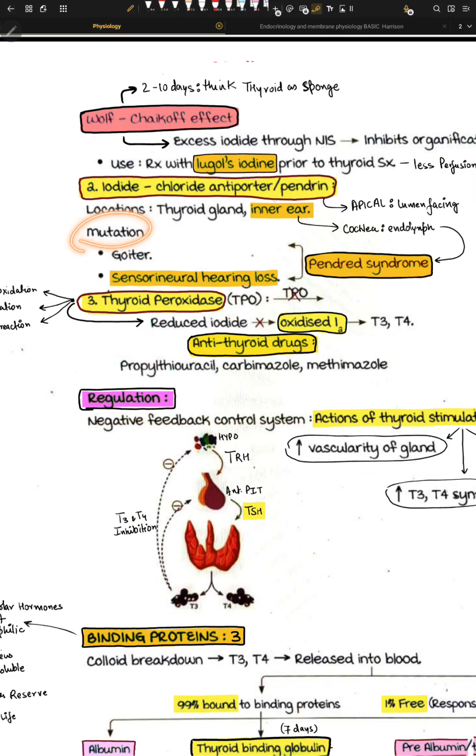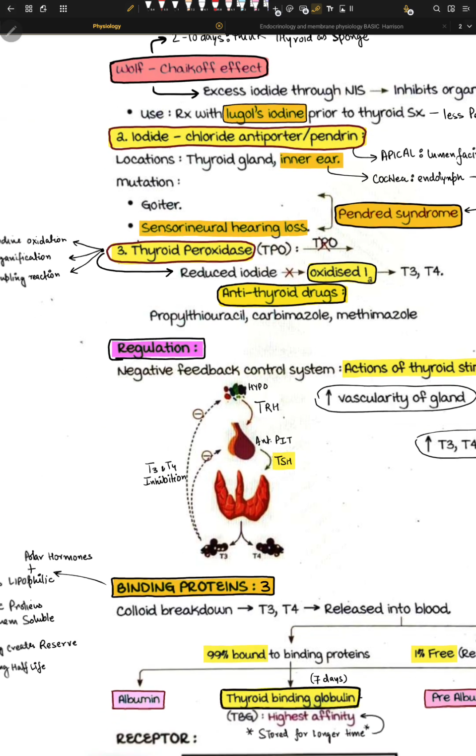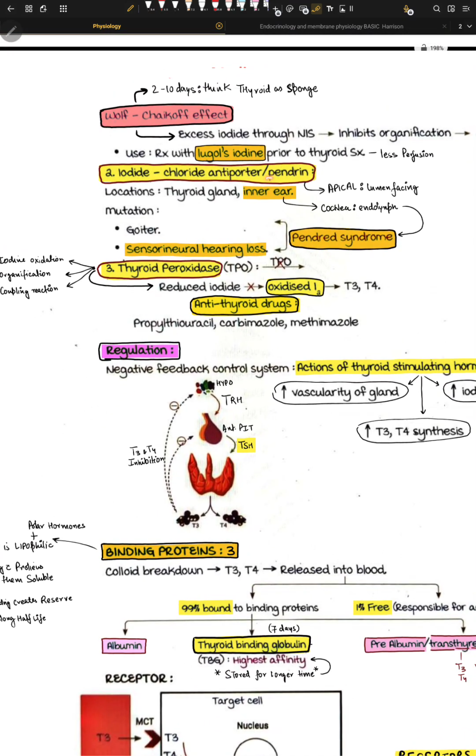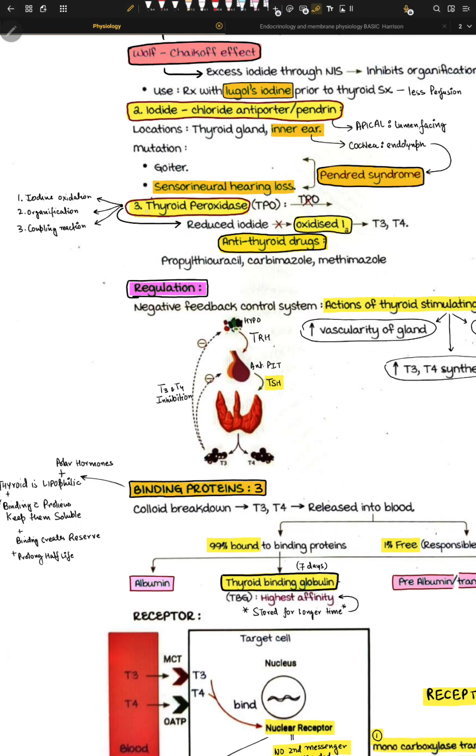So mutation of pendrin can result in Pendred syndrome, which results in goiter and sensorineural hearing loss. Okay, and this is the story of pendrin. Other thing, thyroid peroxidase, TPO, right?